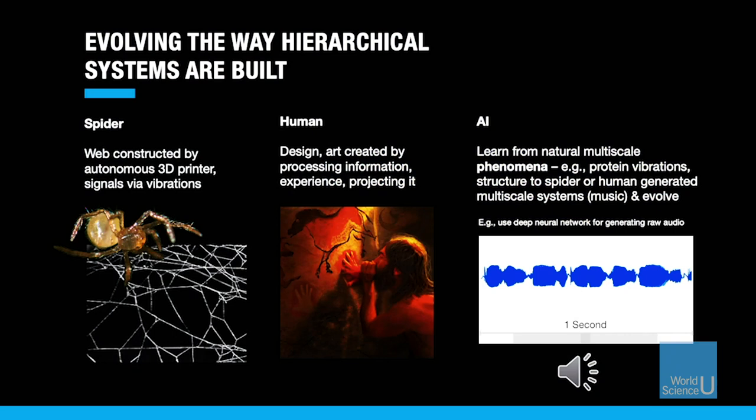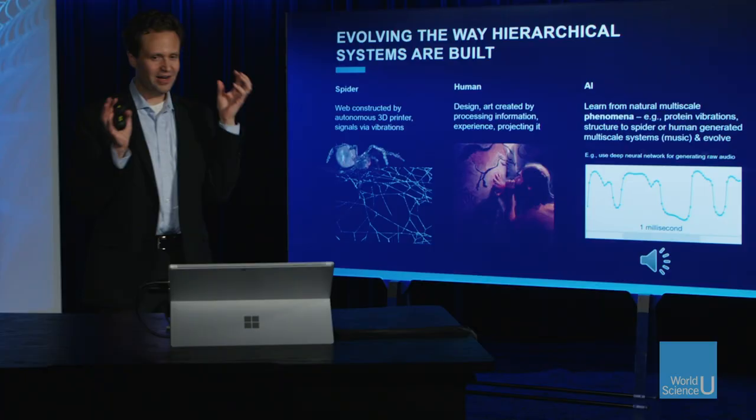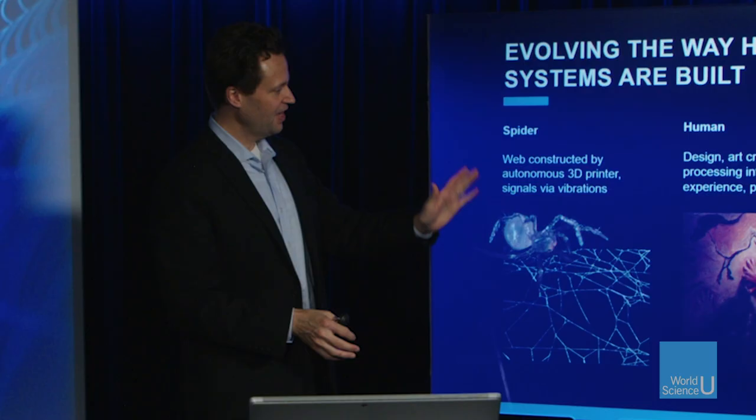We're going to take a step back now and think about how is music created, how is art created, like paintings and drawings, and how are spiders building webs? And what you actually see in this is that there's a very important element that I invoked, and that is that there's a neural network.